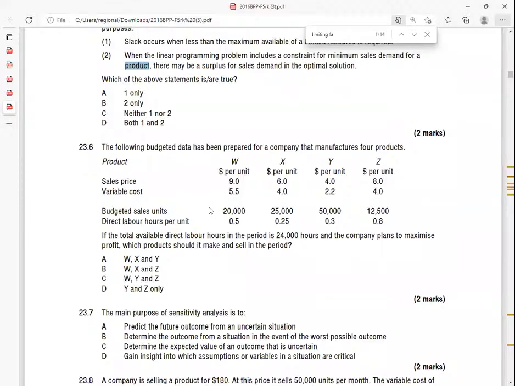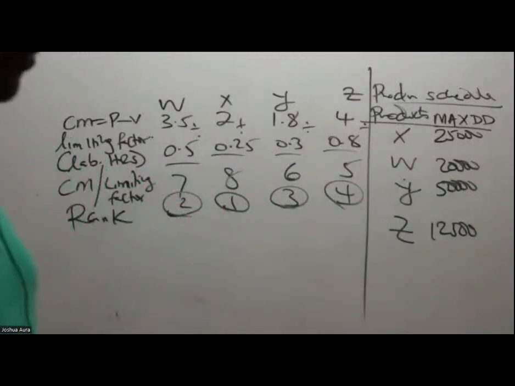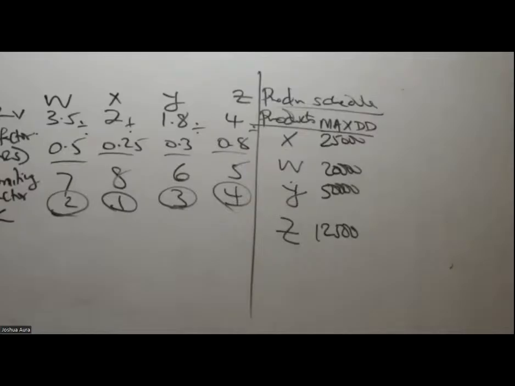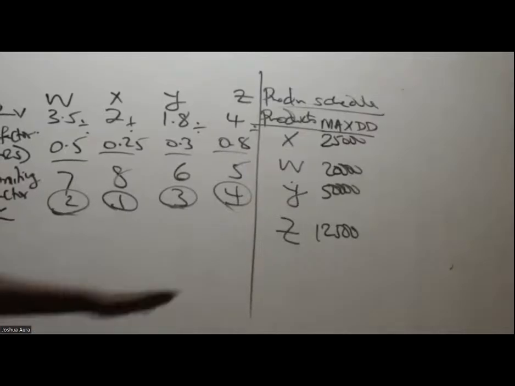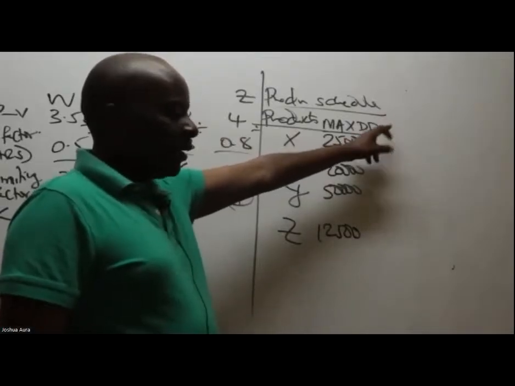And then for W, we have 20,000. Y, we have 50,000. And then lastly, Z, we have 12,500. Ladies and gentlemen, the moment you give me this, then I'll be able to give you exactly what I was told over the many years when I was learning this. Once I have the maximum demand, I know the next thing should be about the limiting factor.